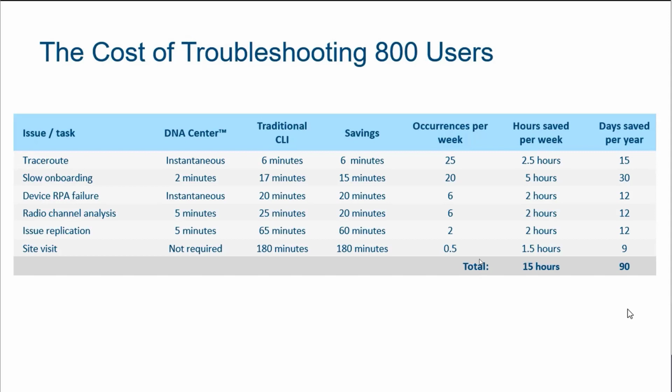There's only 365 days in a year. And imagine getting 90 days of just ease of troubleshooting because of Cisco DNA Center. The power is here and this tool is amazing. Get started and do some research and study.